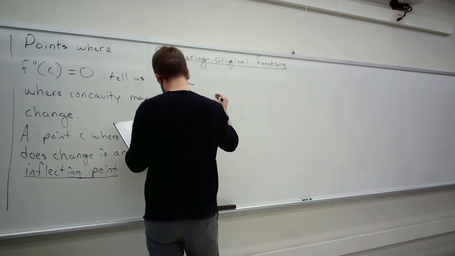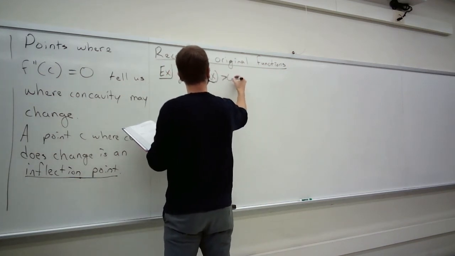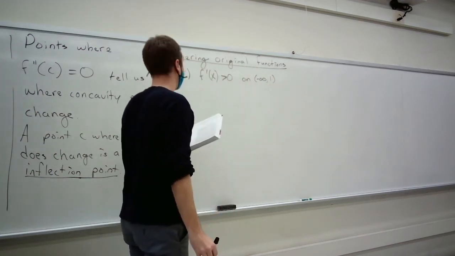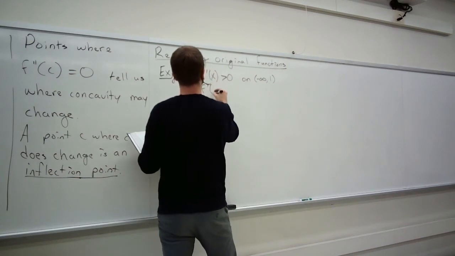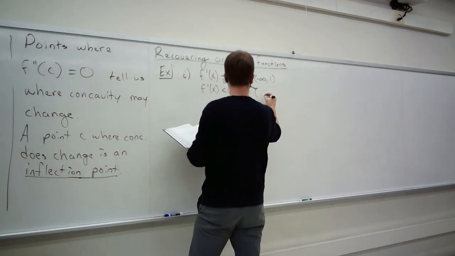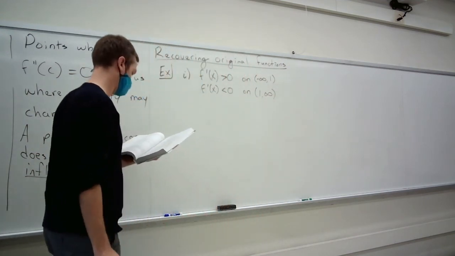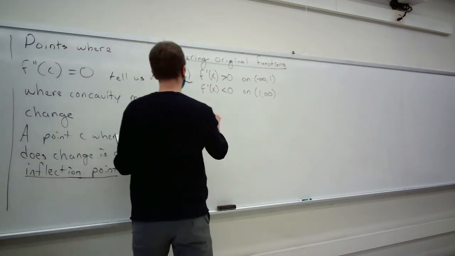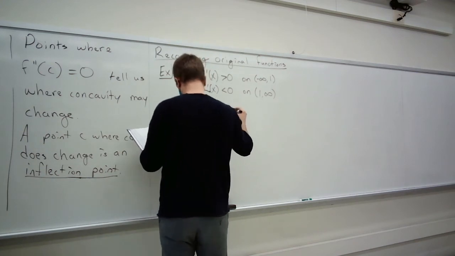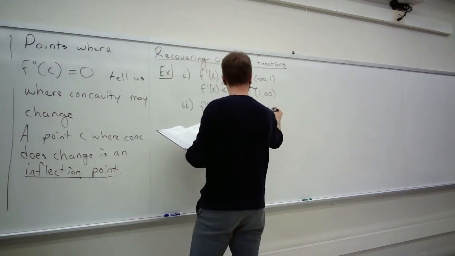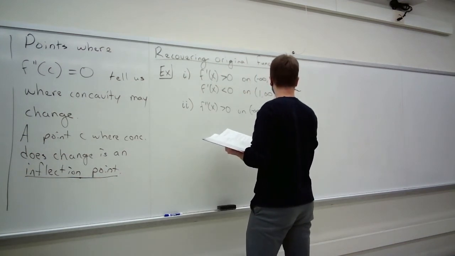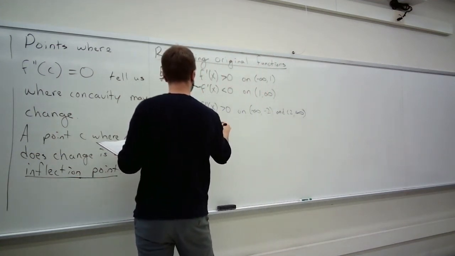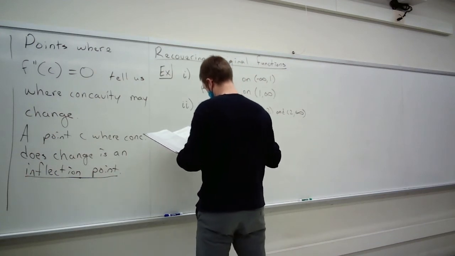So the derivative of our unknown function is going to be positive on this interval, and negative on this interval. Our function's second derivative is going to be positive on these intervals, and negative on this interval.